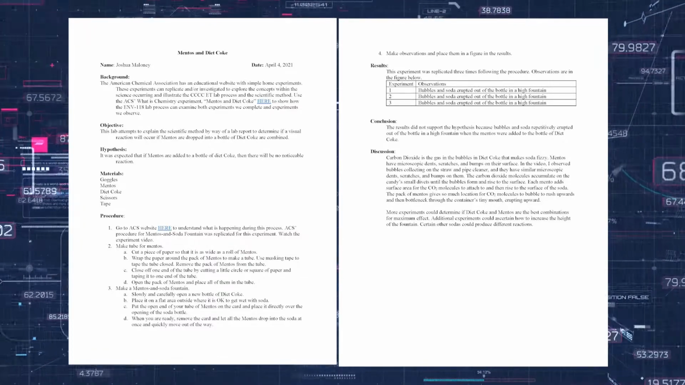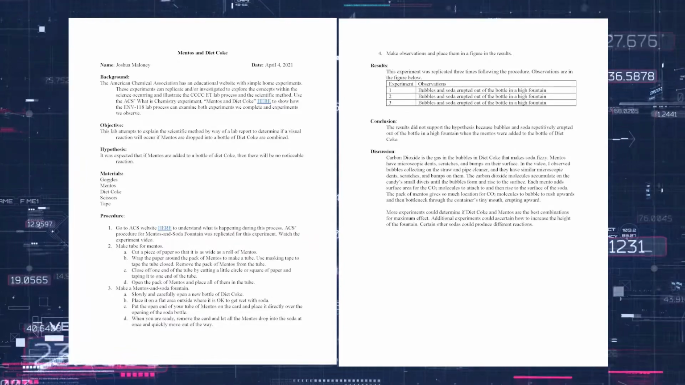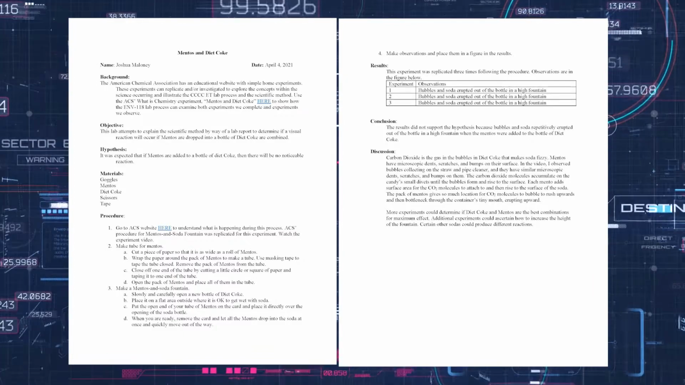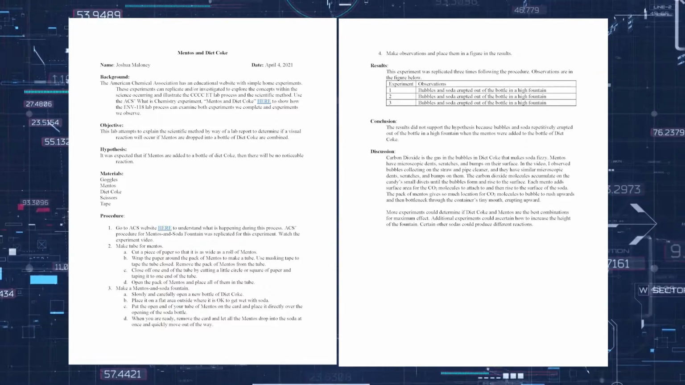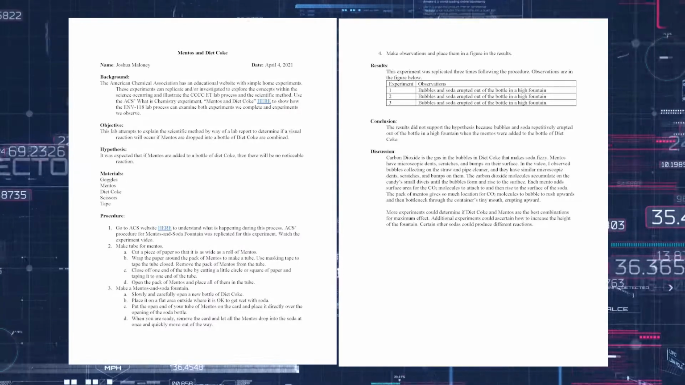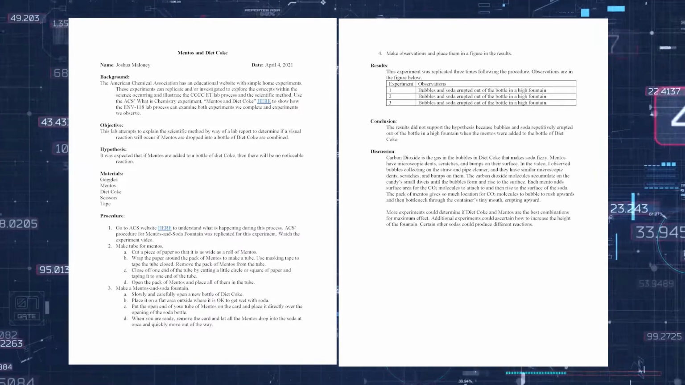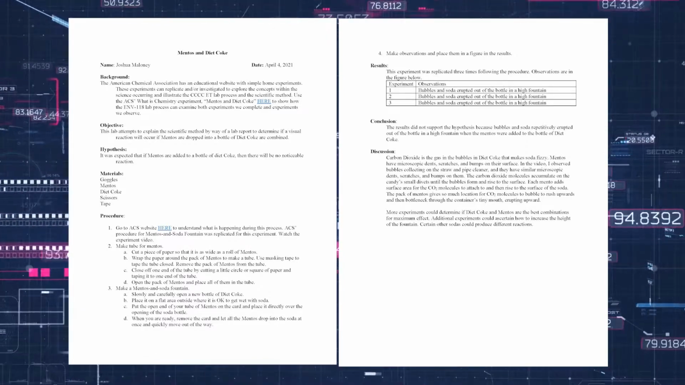The discussion is where we can elaborate on our results and their significance. We can talk about the accuracies of the experiment and make suggestions for improvement or additional studies. Also, include the responses to any questions in the lab manual here. I suggested more experiments could determine if Diet Coke and Mentos were the best combination for the maximum effect. So this is the end of my lab report on Diet Coke and Mentos.